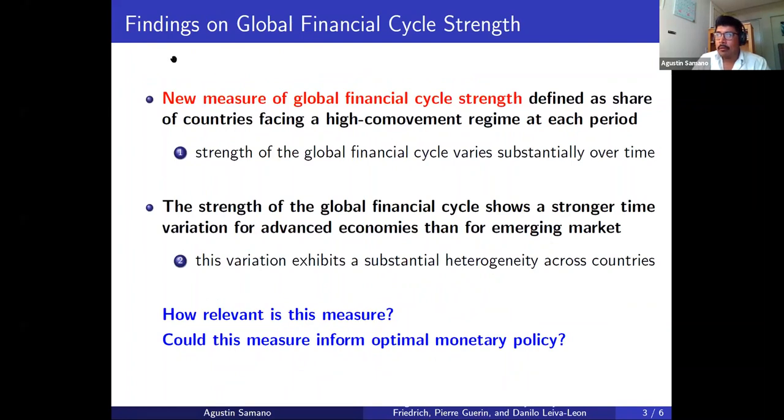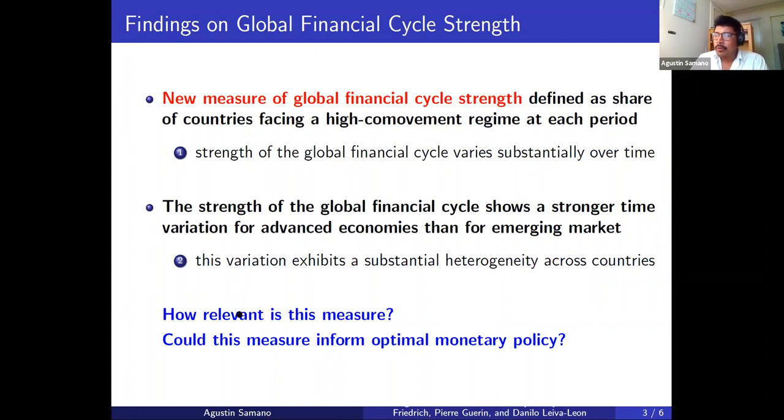I will say that what I understand are the main findings. One is that the strength of the global financial cycle varies a lot over time, but it's not only the cycle that matters, but also the strength of the cycle. And Kristin also found that this variation is heterogeneous across countries. And he has not only emerging economies, but also advanced economies, and he found that this strength of the cycle is pretty heterogeneous.